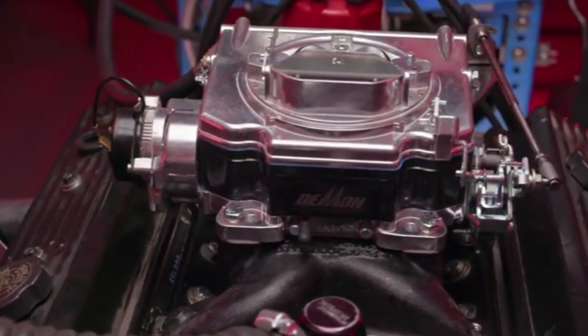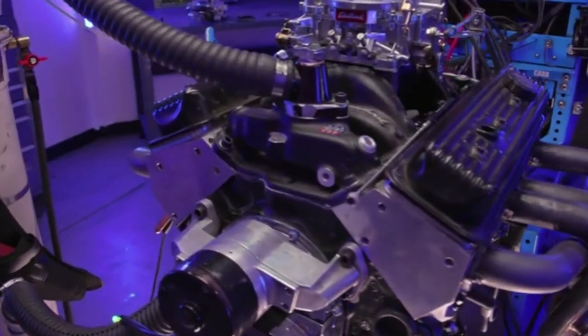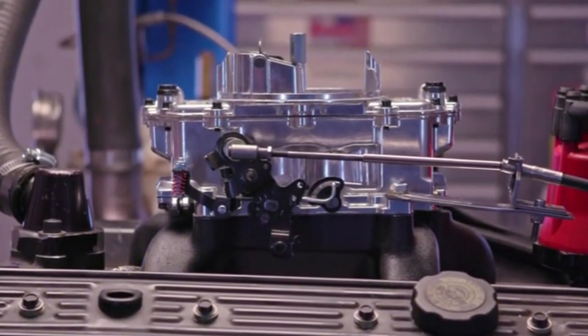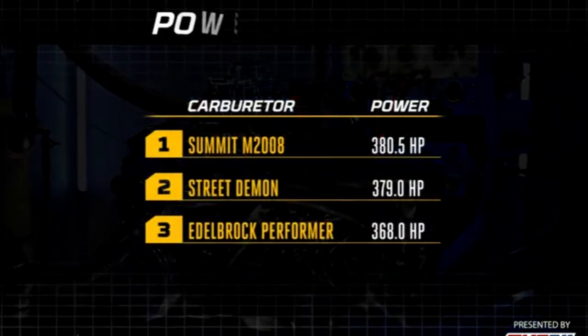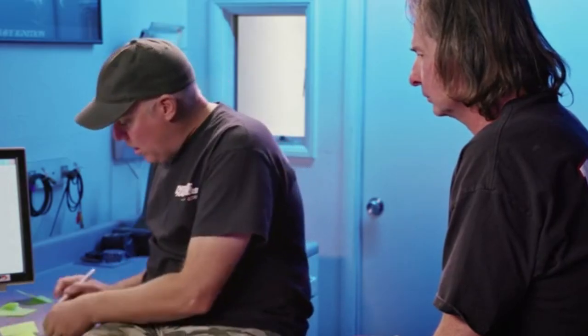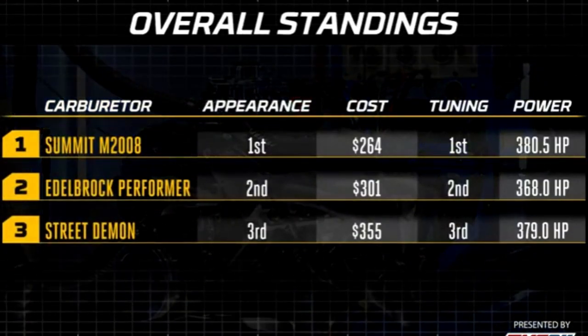And then finally, we're going to average the power numbers for all these carburetors, and we're going to end up in the end with four different categories: appearance, tuning, cost, and power. The Demon, 379. Okay, Edelbrock is 368. Summit is 380.5. Okay, so Summit wins, Demon comes in second, Edelbrock comes in third. So let's crunch the numbers and see what we've got overall. The overall winner is Summit first, and then Edelbrock second, Demon third. I guess the numbers don't lie.